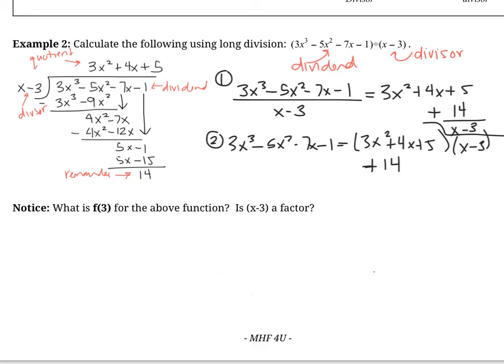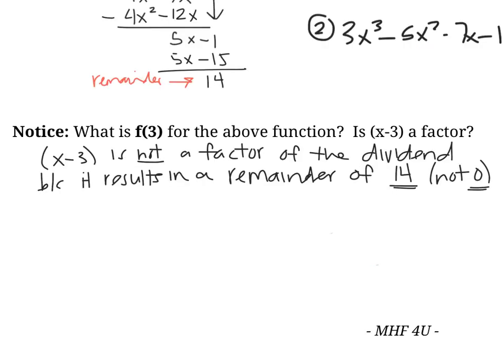So for the same reason, x minus 3 is not a factor because we were left with a remainder of 14. So let's write that out quickly. So in summary, x minus 3 is not a factor of the dividend because it results in a remainder of 14 when we divide it, which is not 0. If it was 0, it would be a factor.